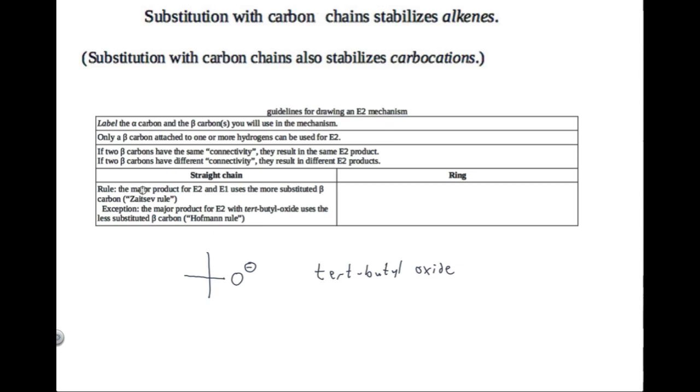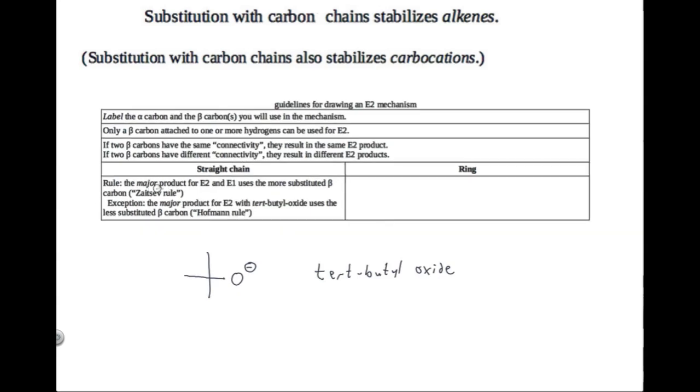By the way, notice that this says the major product, not the only product. So E2 can attack multiple beta carbons. In the Zaitsev rule, we're not saying that E2 can't attack the less substituted beta carbon. We're just saying that the less substituted beta carbon would be the minor product, and the more substituted beta carbon would be the major product. This rule tells you which beta carbon gives you the major product. We can also attack the other beta carbon. That would just be a minor product.